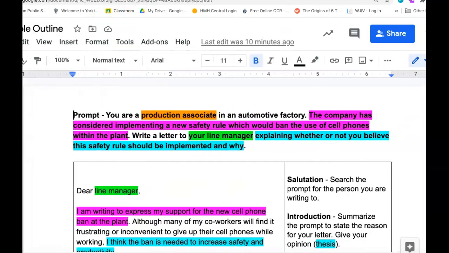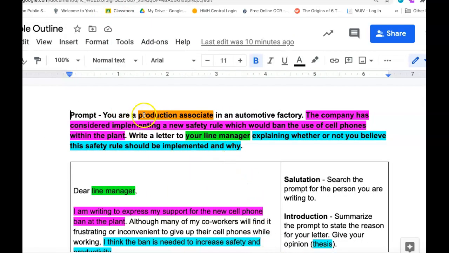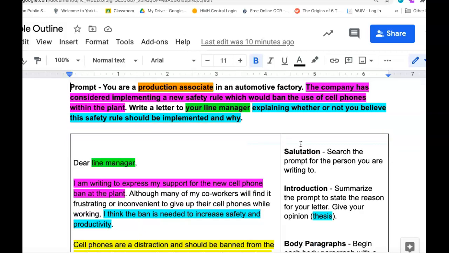So I've gone ahead and typed up, here we are again, and I've highlighted looking for my key elements. I am a production associate. The company is thinking about this new rule where they would ban the use of cell phones within the plant. I'm going to write a letter to my line manager, so kind of my boss, kind of trying to convince him of one way or the other. So for the purposes of this letter, I chose to say that they should implement the new policy.